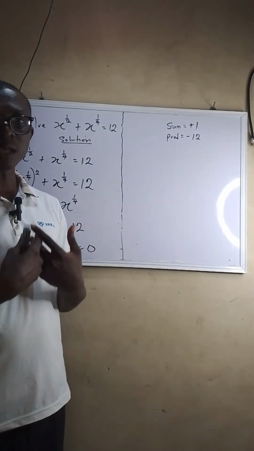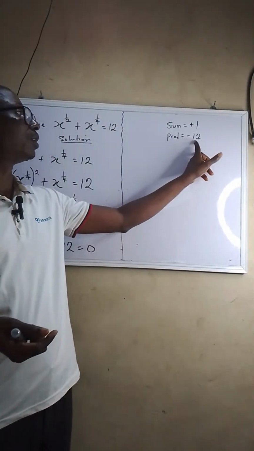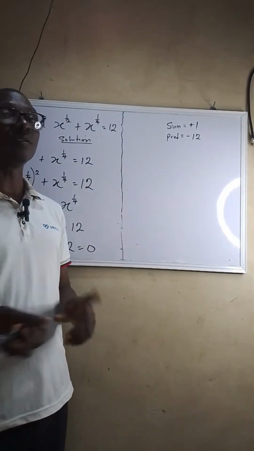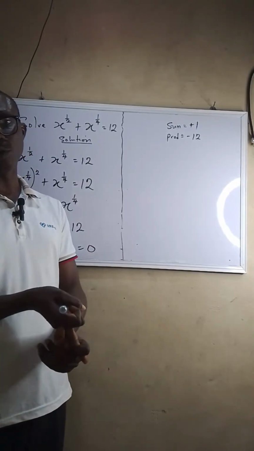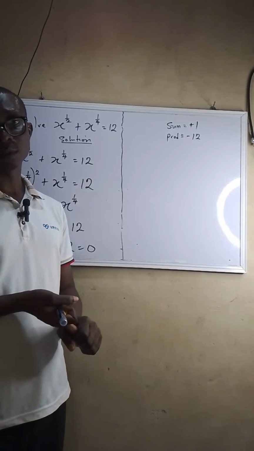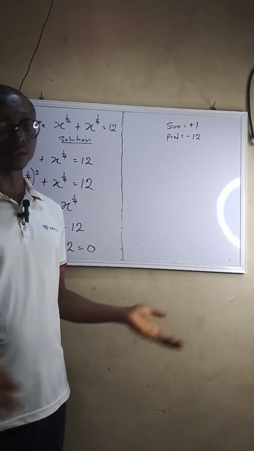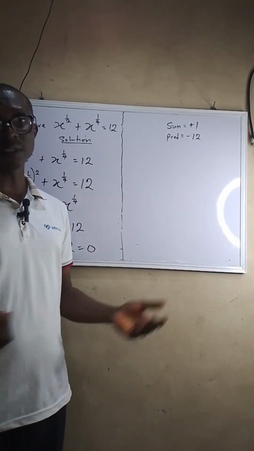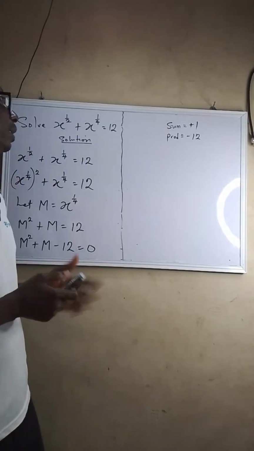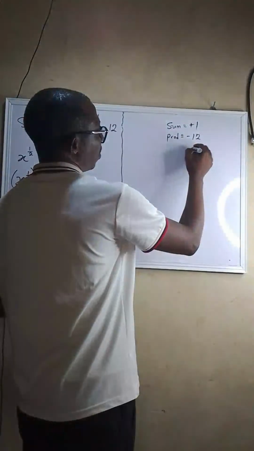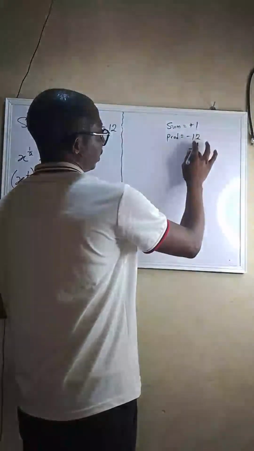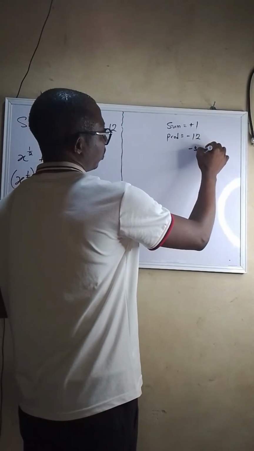Okay, so now you begin to think of the numbers. The numbers you are going to list must be factors of the product. So I begin to think of 1 as a factor of 12. I think of 2. I think of 4. Have I said 3 as well? I think of 6 and 12 itself. So now the two numbers will be minus 3 and plus 4.